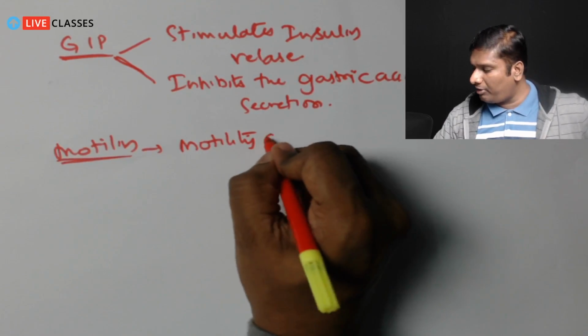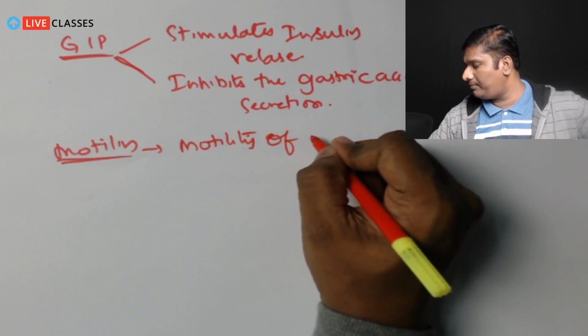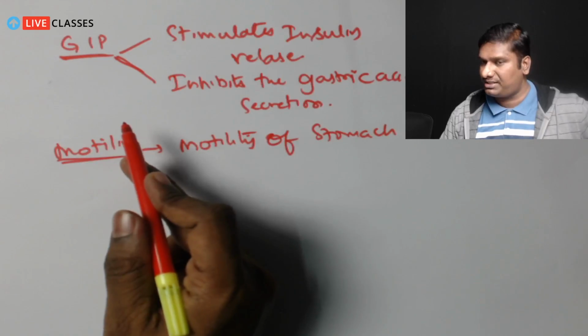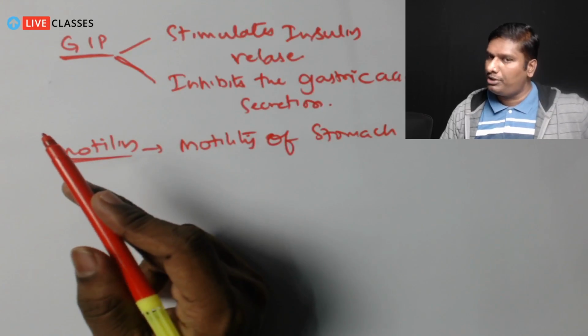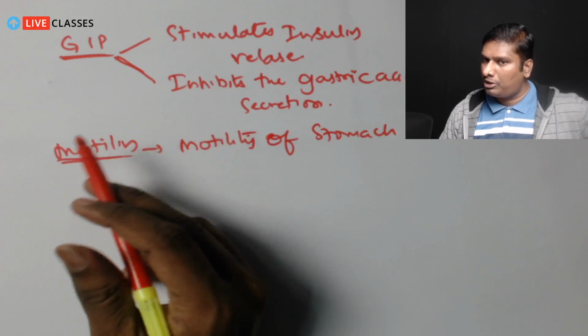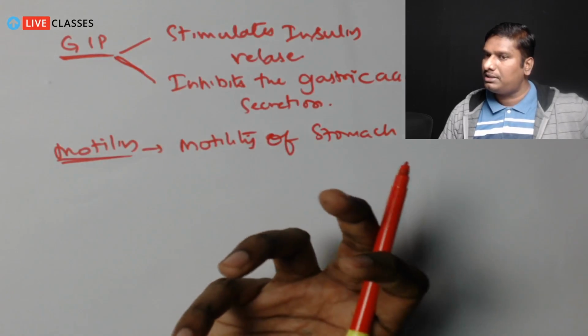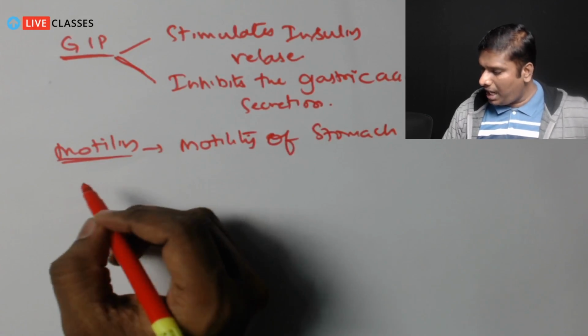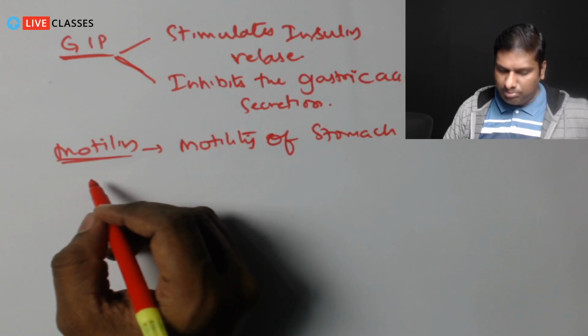The motility of the stomach is controlled by the motilin, which is actually produced by the small intestine. The small intestine releases this hormone into the blood. Through the blood, the motilin reaches the stomach and it causes the movements of the stomach. So this is about the hormones which are secreted by the small intestine.